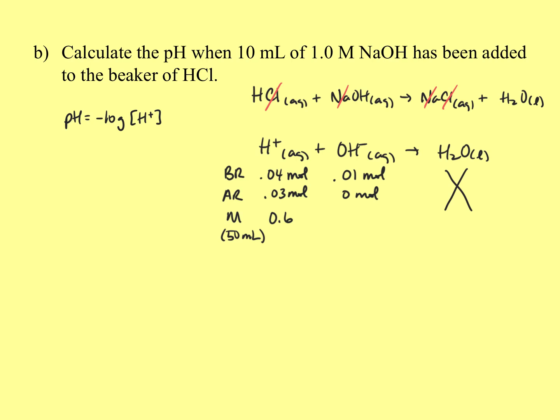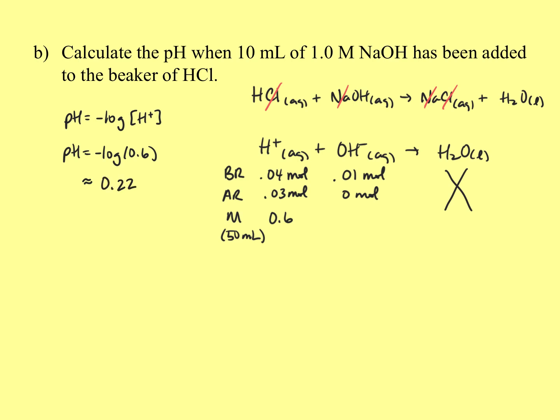So then the pH would equal negative log of 0.6. And that gives you a pH of roughly 0.22.